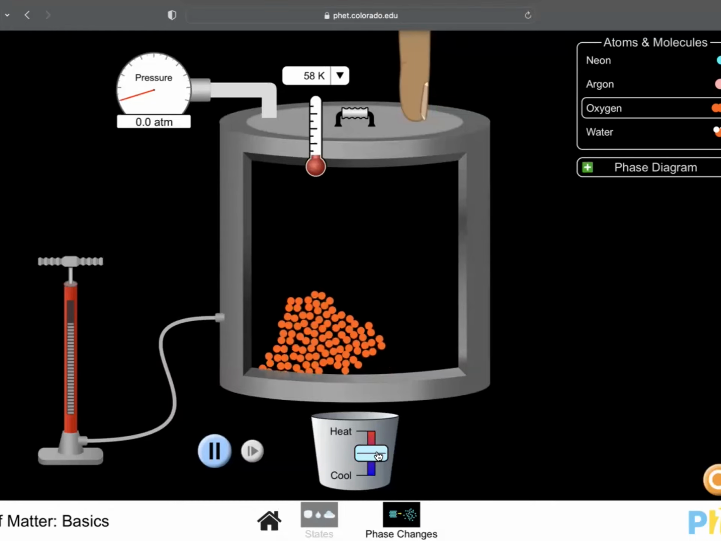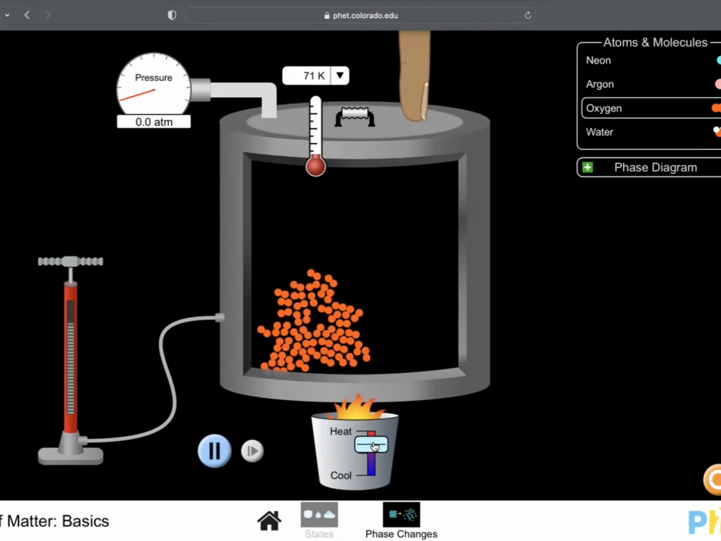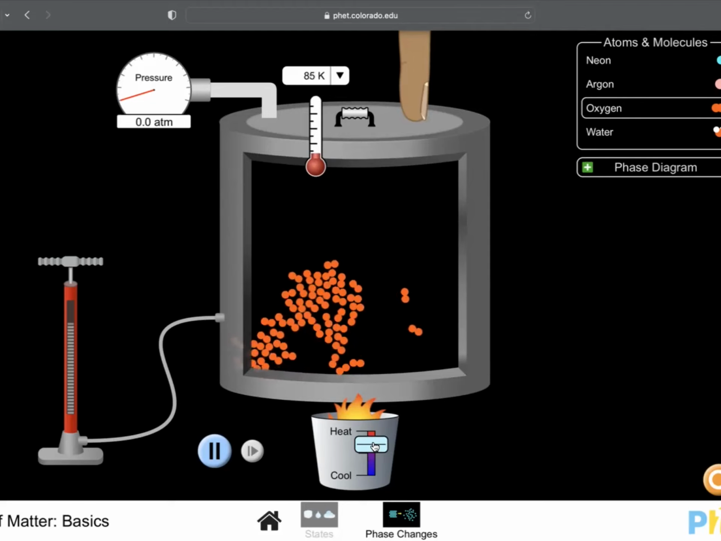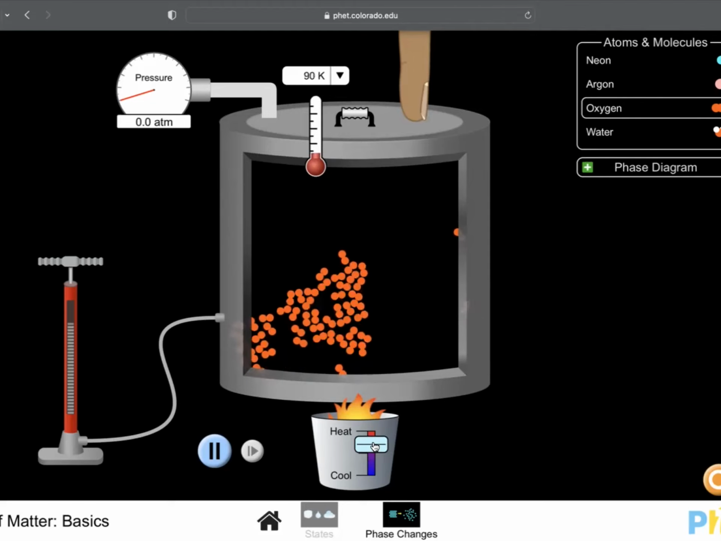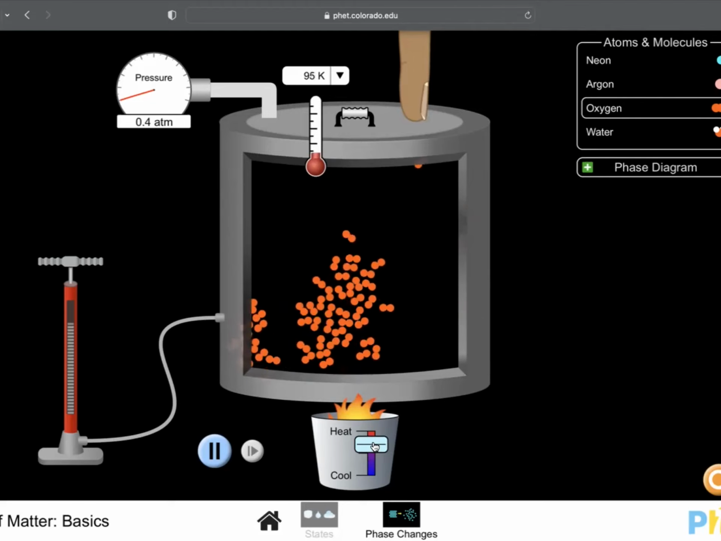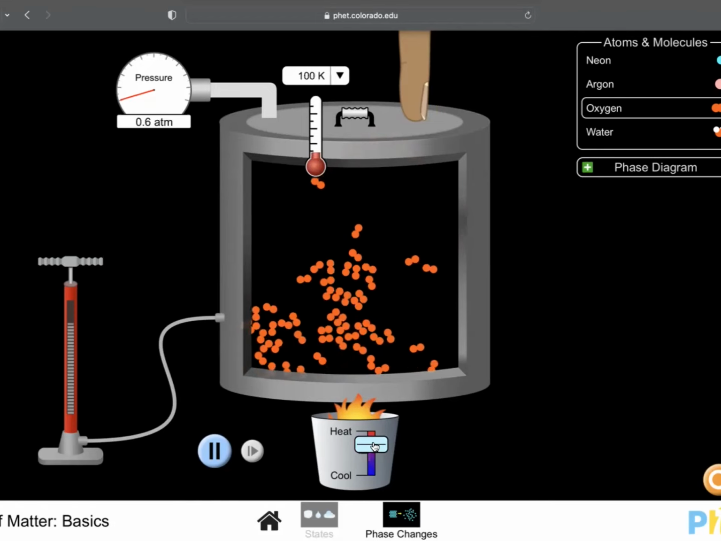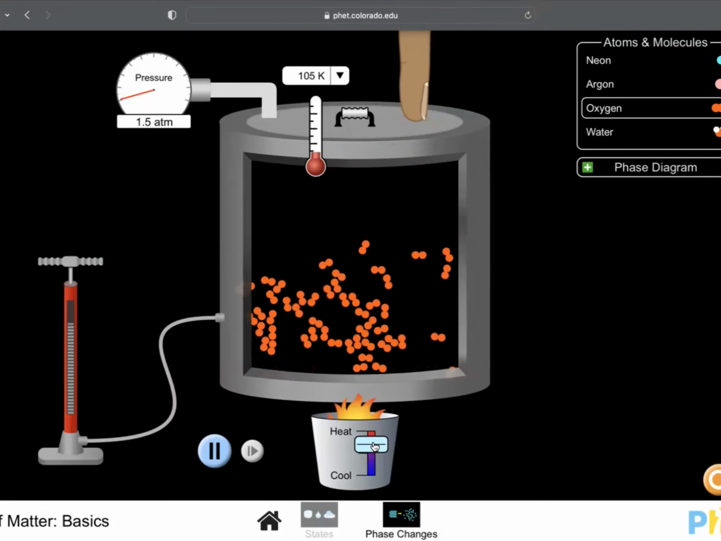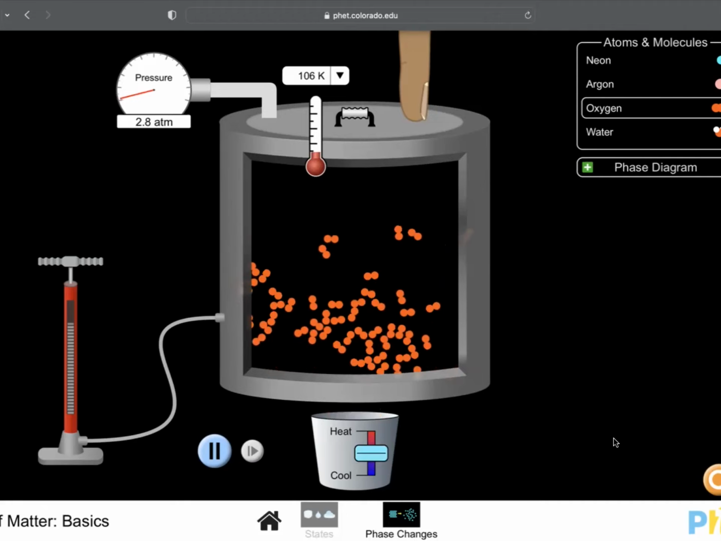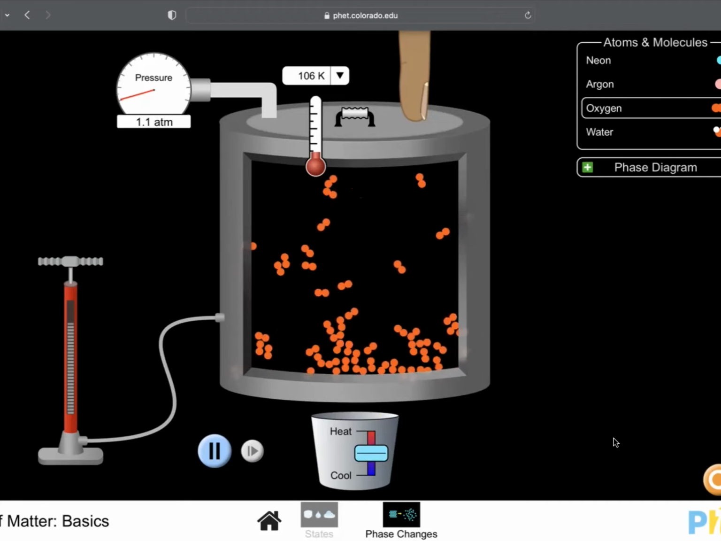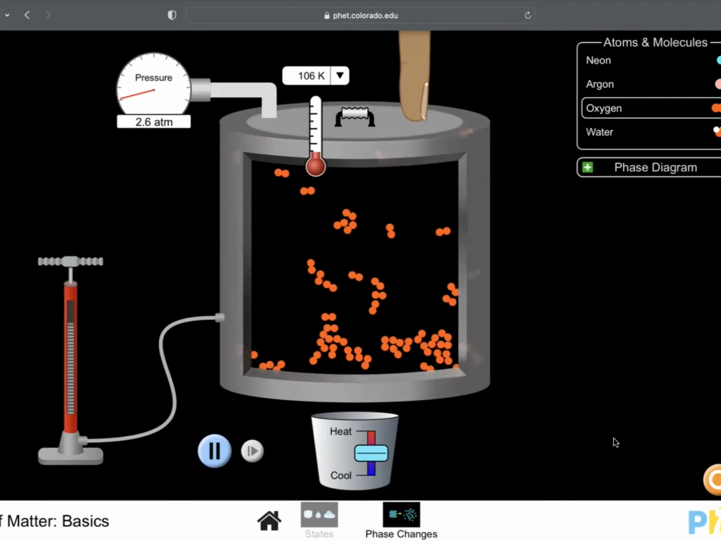Now, if I keep heating this sample and I keep increasing the kinetic energy of the particles, eventually that liquid will turn into a gas. And that process where the particles absorb energy and they absorb heat and they turn into a gas, we call that the heat of vaporization. The process where they go from a solid to a liquid, we call that the heat of fusion.